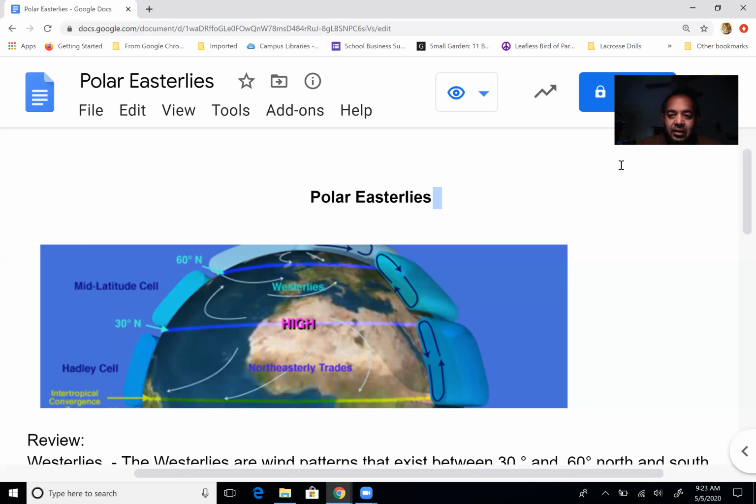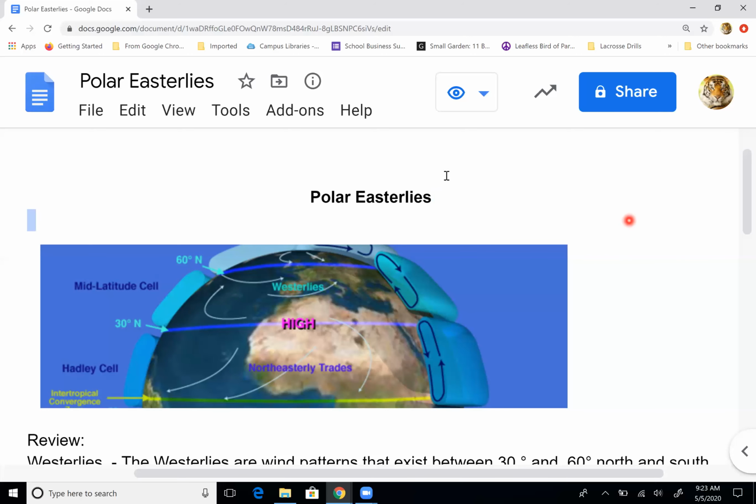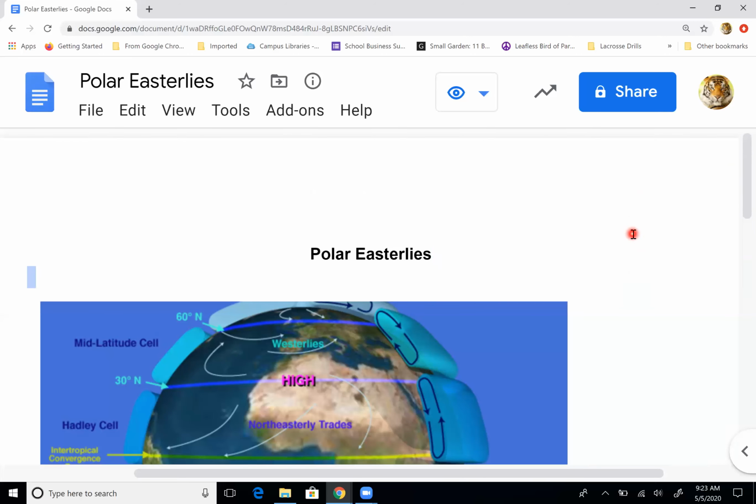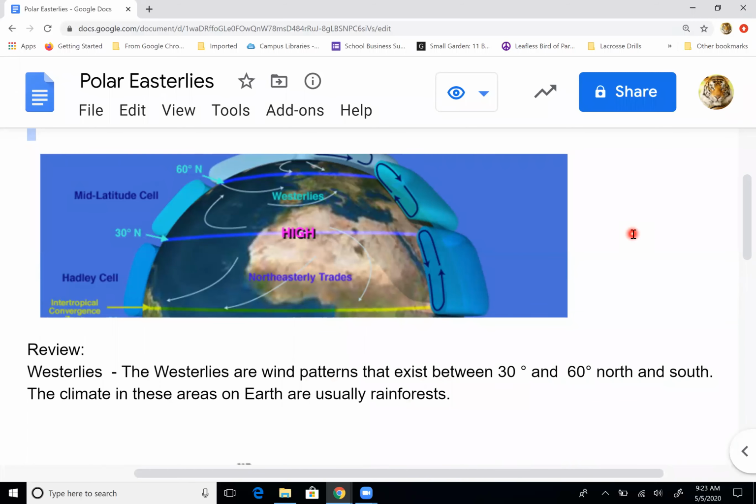Today we're going to talk about the last of the wind patterns that we study in our class. They're called the polar easterlies. Before we do that, let's just review what we learned about last week.